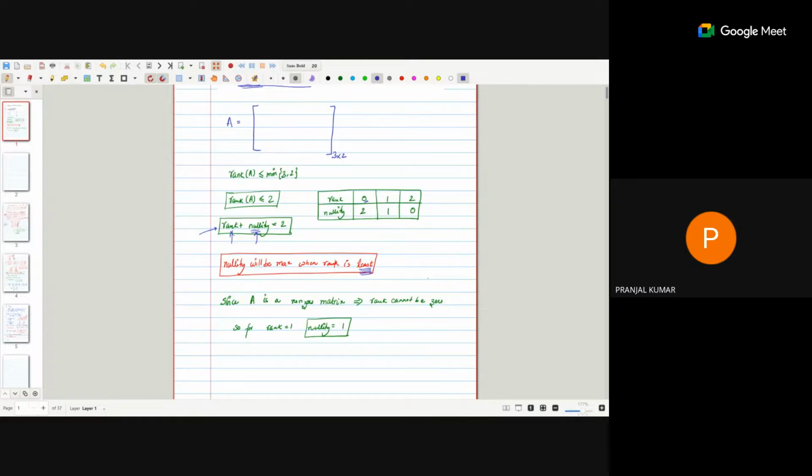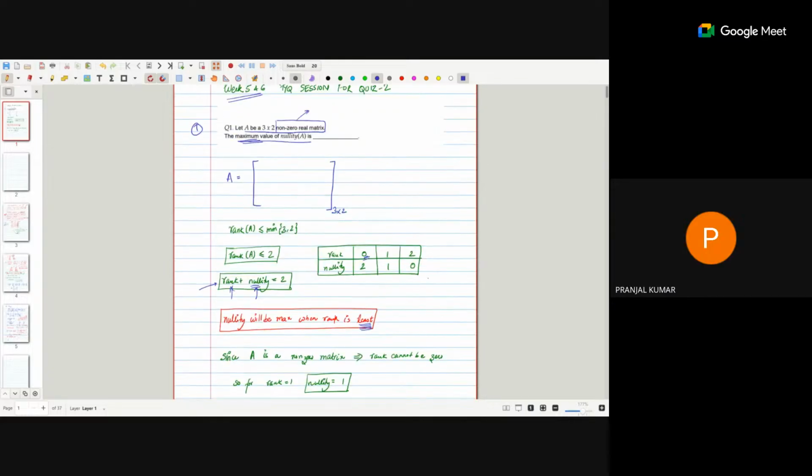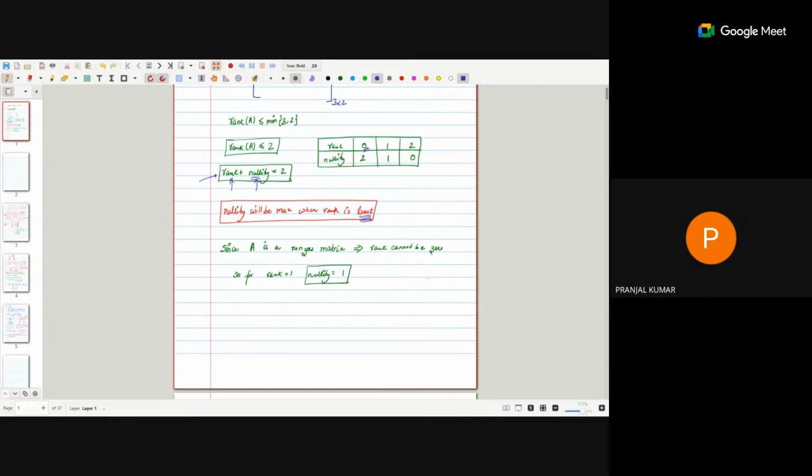Let me explain this. Nullity will be max when rank is least. Now, what is the least value of rank? Is it 0? Yes, here we can see it is 0, but it is given that it is a non-zero real matrix, so that is not possible. So the next least value of rank is 1, and corresponding to that the nullity will be 1. So this will be the max value which it can take.